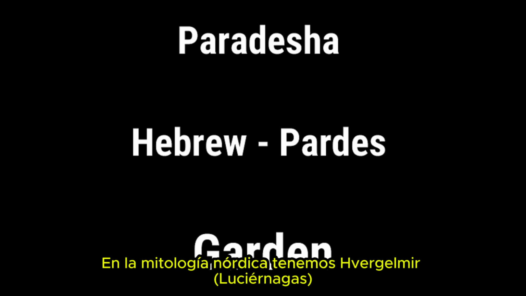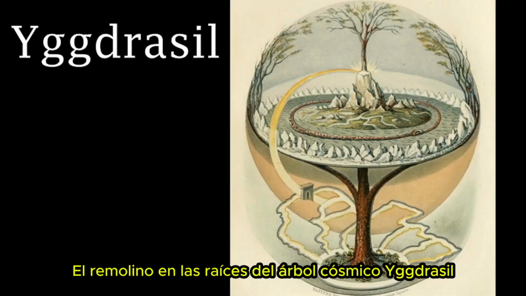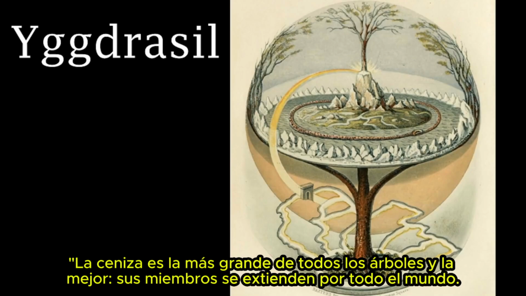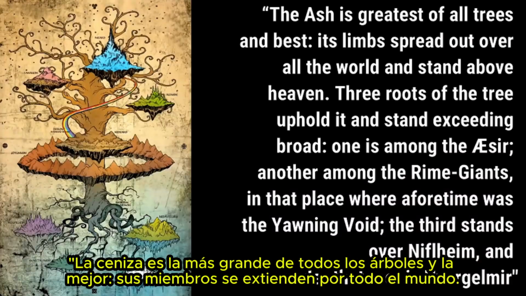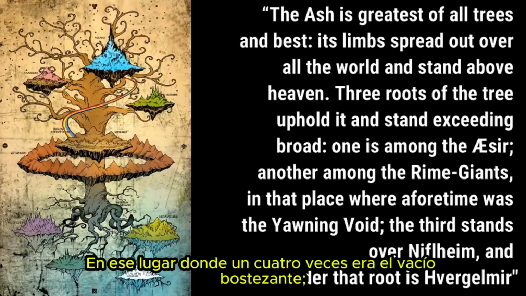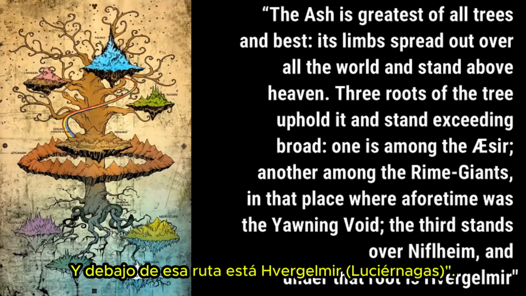In Norse mythology, we have Bergelmir, the whirlpool at the roots of the cosmic tree Yggdrasil, where we are told all rivers flow from. The ash is greatest of all trees and best. Its limbs spread out over all the world and stand above heaven. 3 roots of the tree uphold it and stand exceeding broad. One is among the Aesir, another among the Rhyme giants, in that place where aforetime was the yawning void. The third stands over Niflheim, and under that root is Vergelmere.